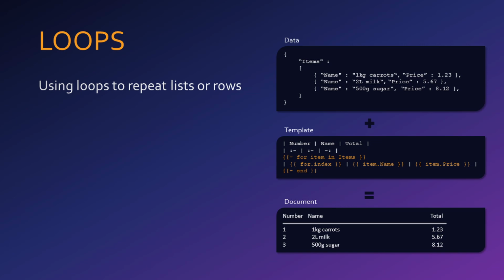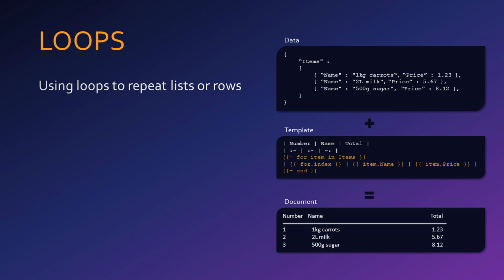Continuing on from tables, I'll need to show you how to combine formatting and templating when loops are involved. Using loops to repeat content for each item of data is an important skill to master because there are many instances where you will need to create tables and lists from arrays of data.